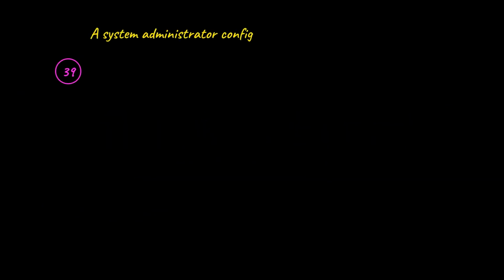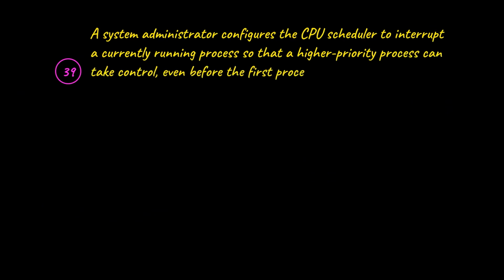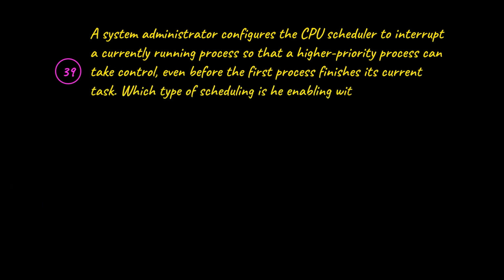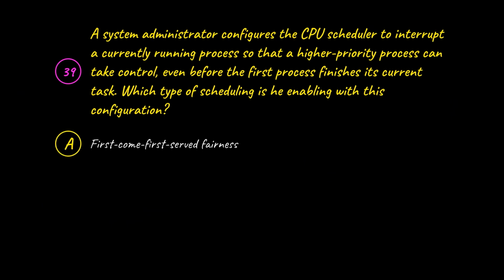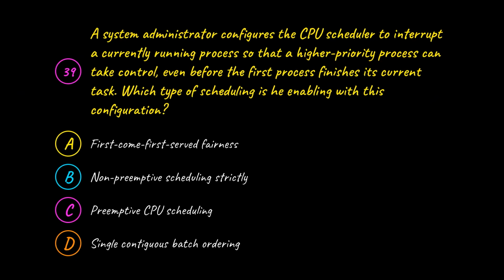Question 39. A system administrator configures the CPU scheduler to interrupt a currently running process so that a higher priority process can take control, even before the first process finishes its current task. Which type of scheduling is he enabling with this configuration? Your options are A. First come first served fairness, B. Non-preemptive scheduling strictly, C. Preemptive CPU scheduling, D. Single contiguous batch ordering. Don't overthink it. Which one feels right?